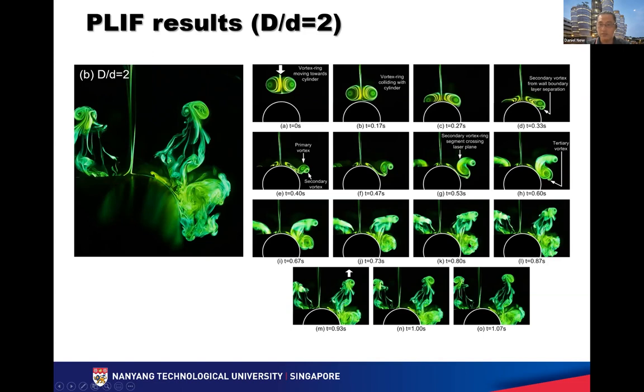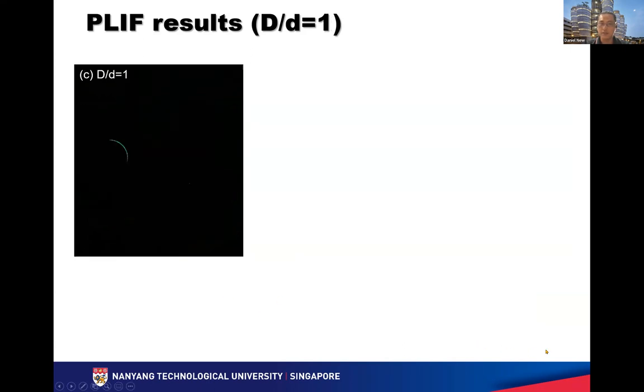So in this case, we do not just get one dipole along the collision axis, as we've seen for the larger cylinder. Instead, we get two vortex dipoles moving upstream. So it becomes rather intriguing. We were very curious when we performed the experiments for the smaller cylinder. This is for a diameter ratio of 1. So basically, the nozzle diameter is the same as the cylinder diameter. And this is what we get.